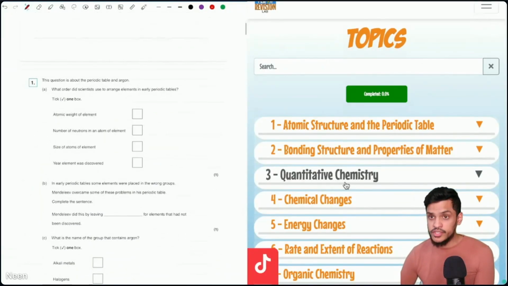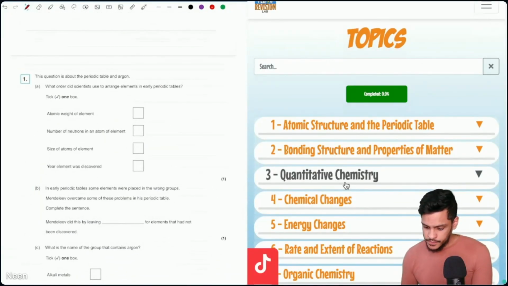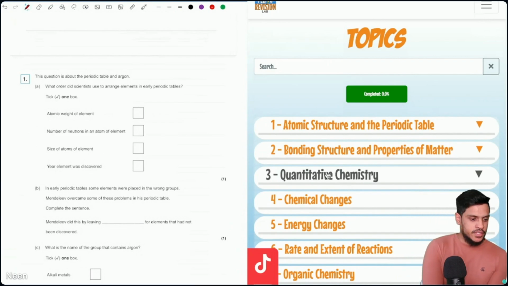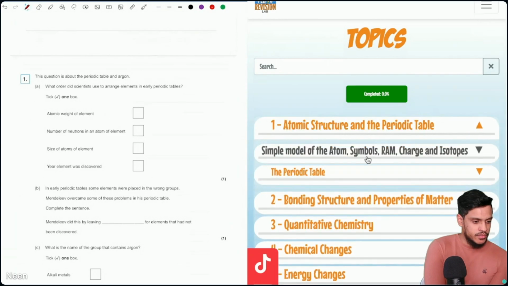Chemistry. First question is about the periodic table. So this question is about the periodic table and argon. What order did scientists use to arrange elements in the early periodic tables? What do you guys think? Let me get it up in the notes here.